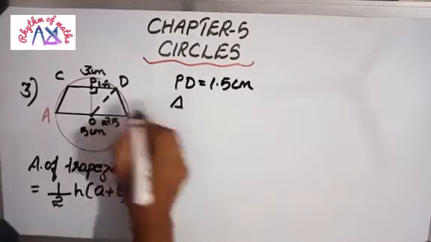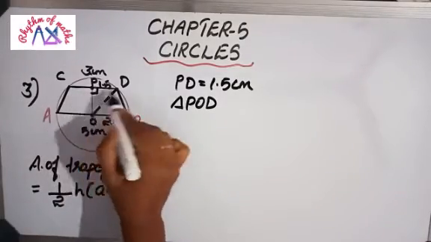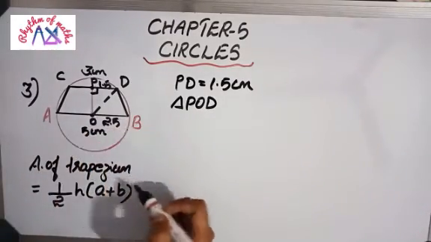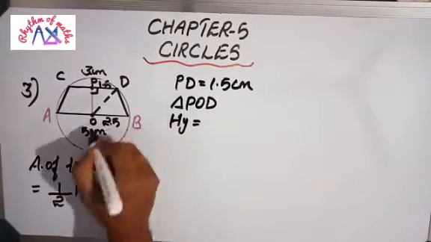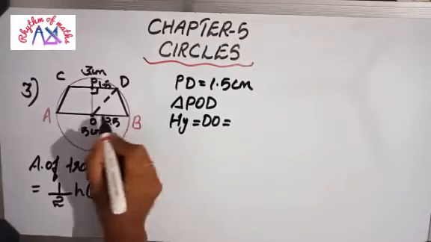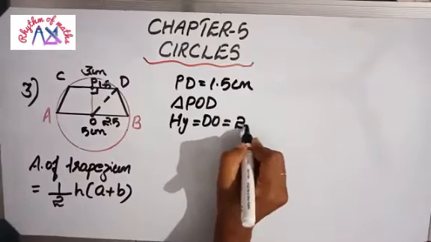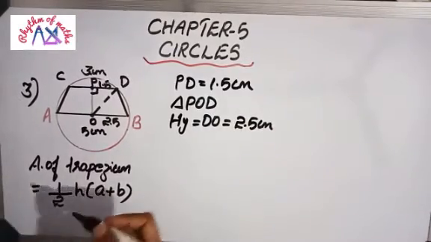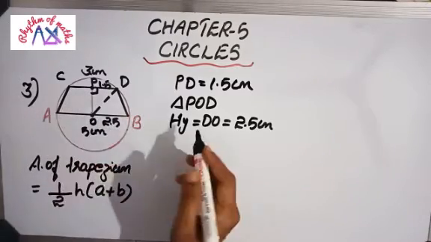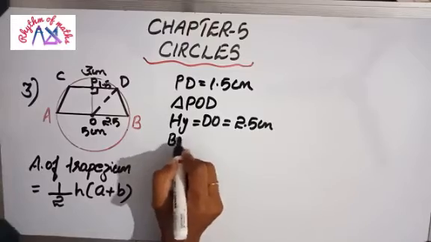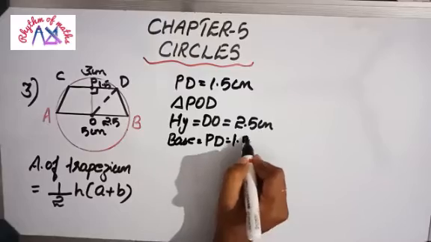Now here we can consider triangle POD, because it is a right triangle. DO is the hypotenuse, because the side opposite the 90 degrees is the hypotenuse. So DO, the radius, is 2.5 centimeter. And which is the base side here? Either this one or this one, both we can consider. Let's consider the base as PD, that is 1.5 centimeter.